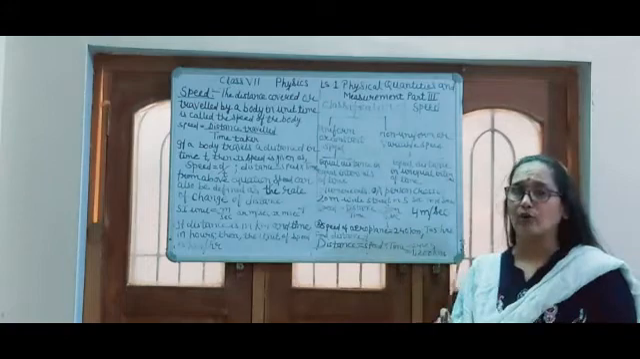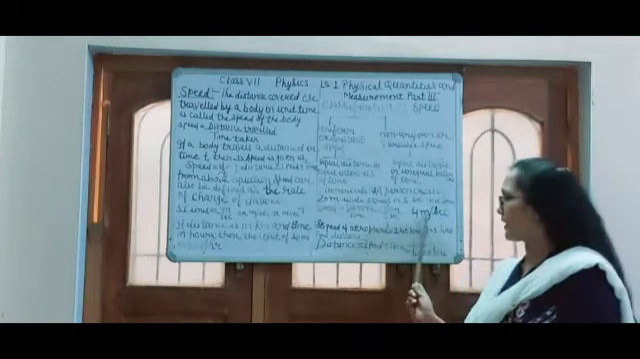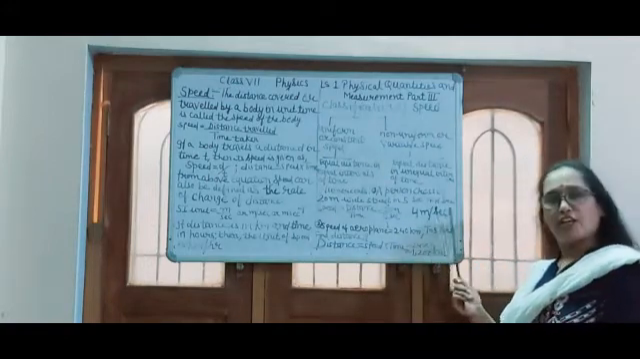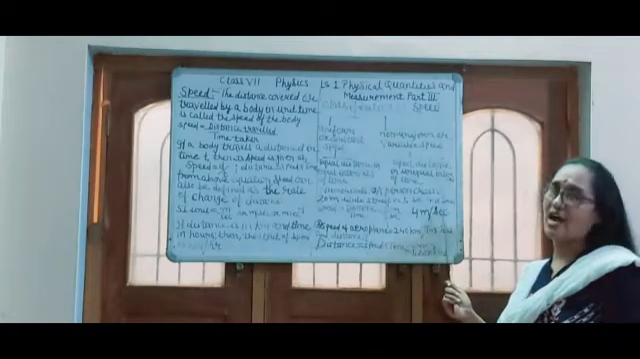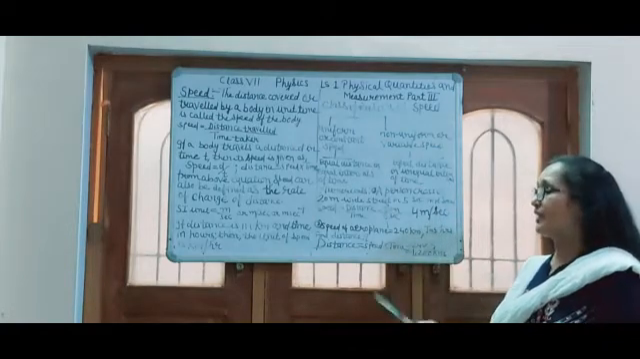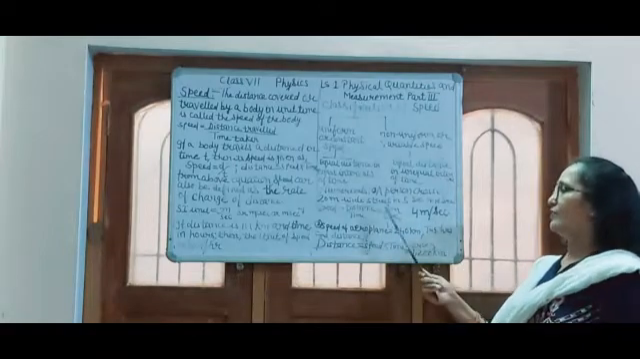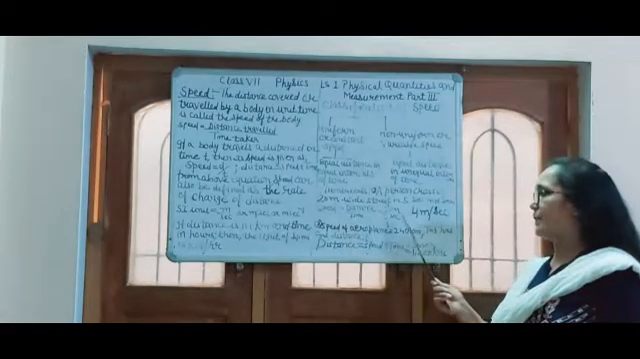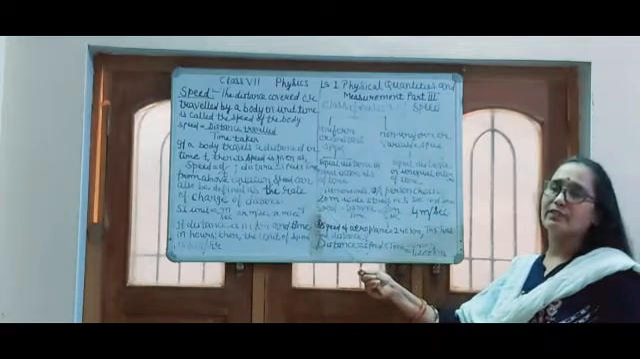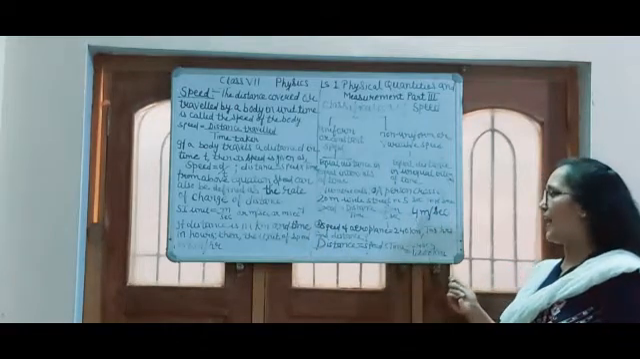Students, be careful while you are going to write the answer. You have to write the unit. If you do not write the unit, half of your marks will be deducted. So be careful while writing the answers. You should write the unit. When the distance is in meter and time in second, the SI unit of speed is meter per second.